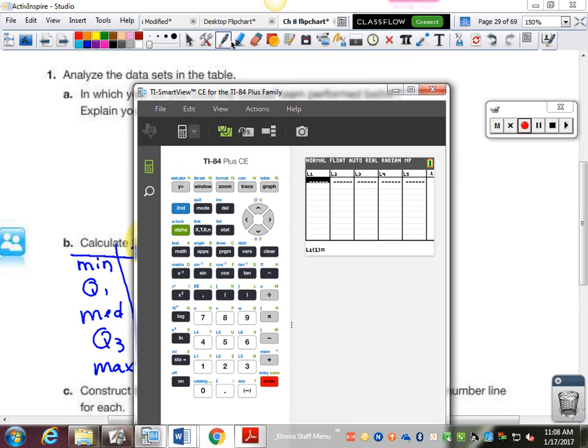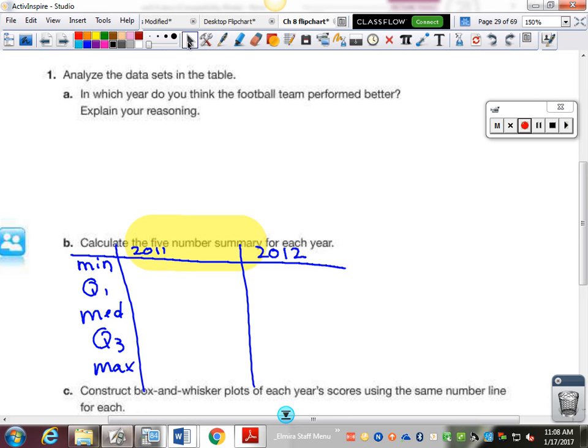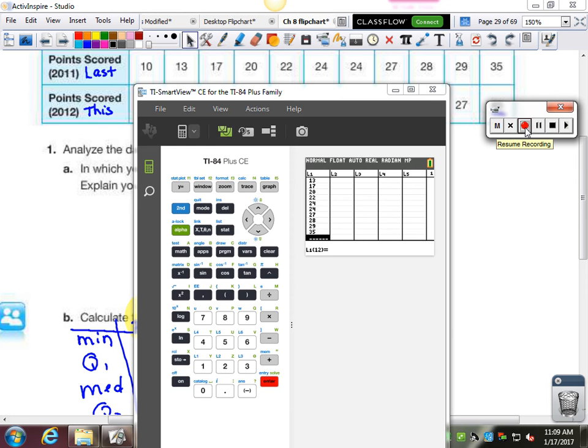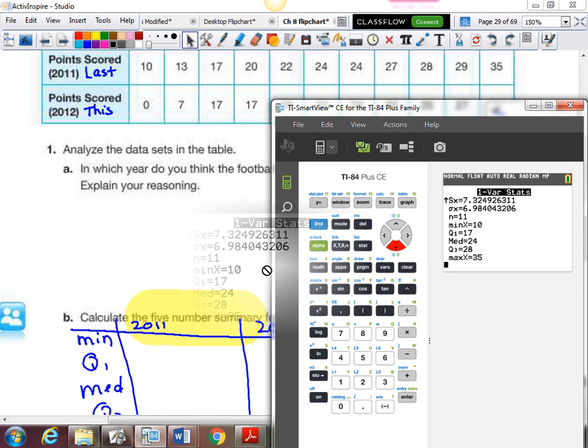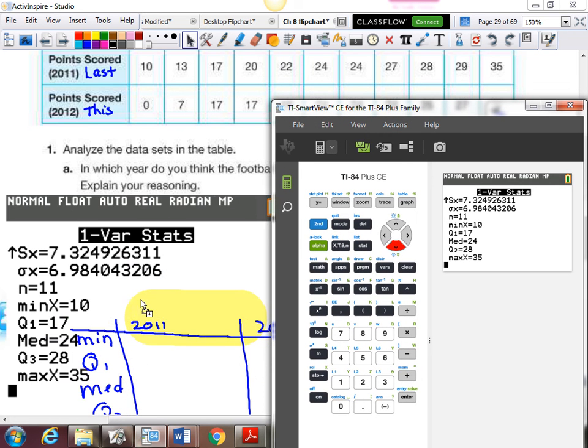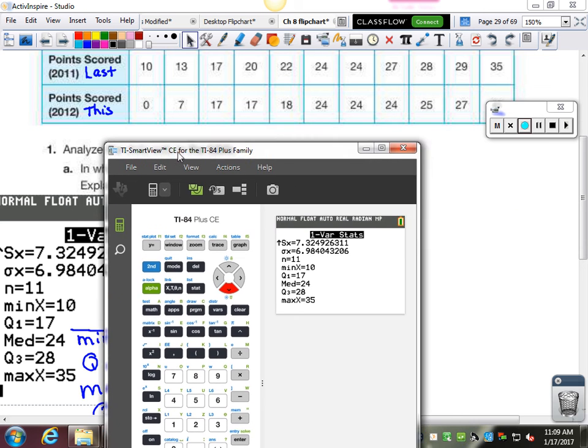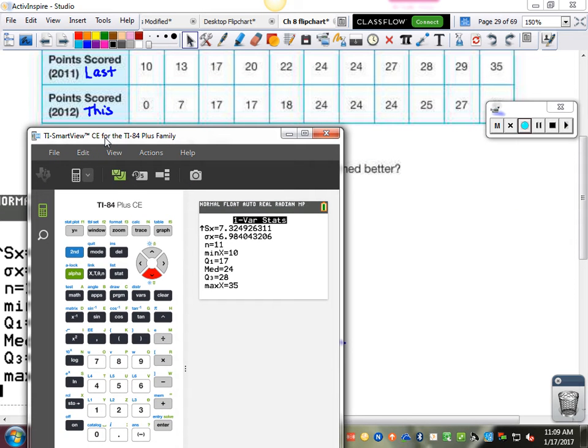Okay, you probably don't need to watch me do that, so I'm going to pause for a second. So I got your data in L1, check it, make sure you don't have any typos. Stat, Calc, 1-Var Stats. And the 5-number summary, again, that's all the way at the bottom here. I'm going to pull that one out. Then we're going to do the same thing for the second set of data.